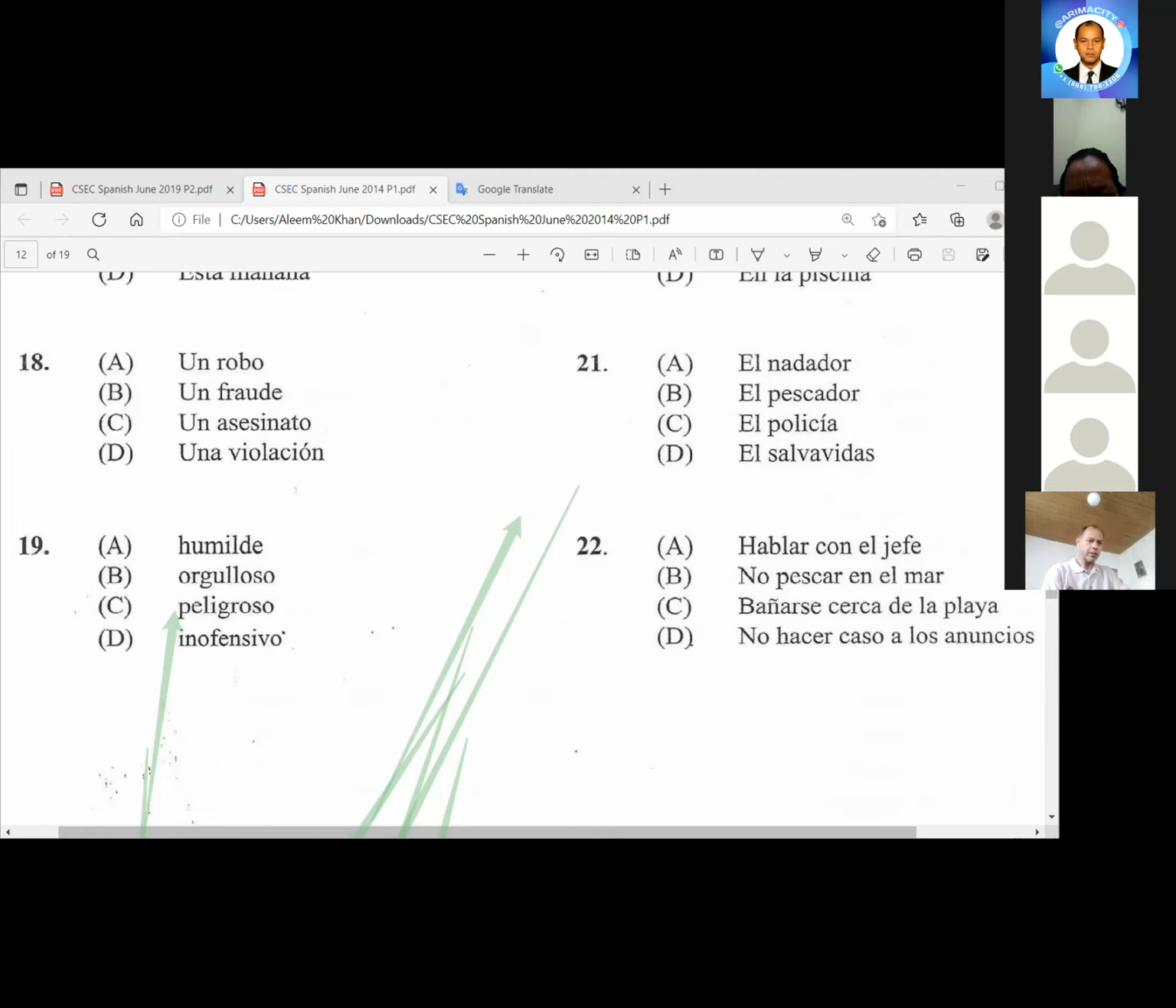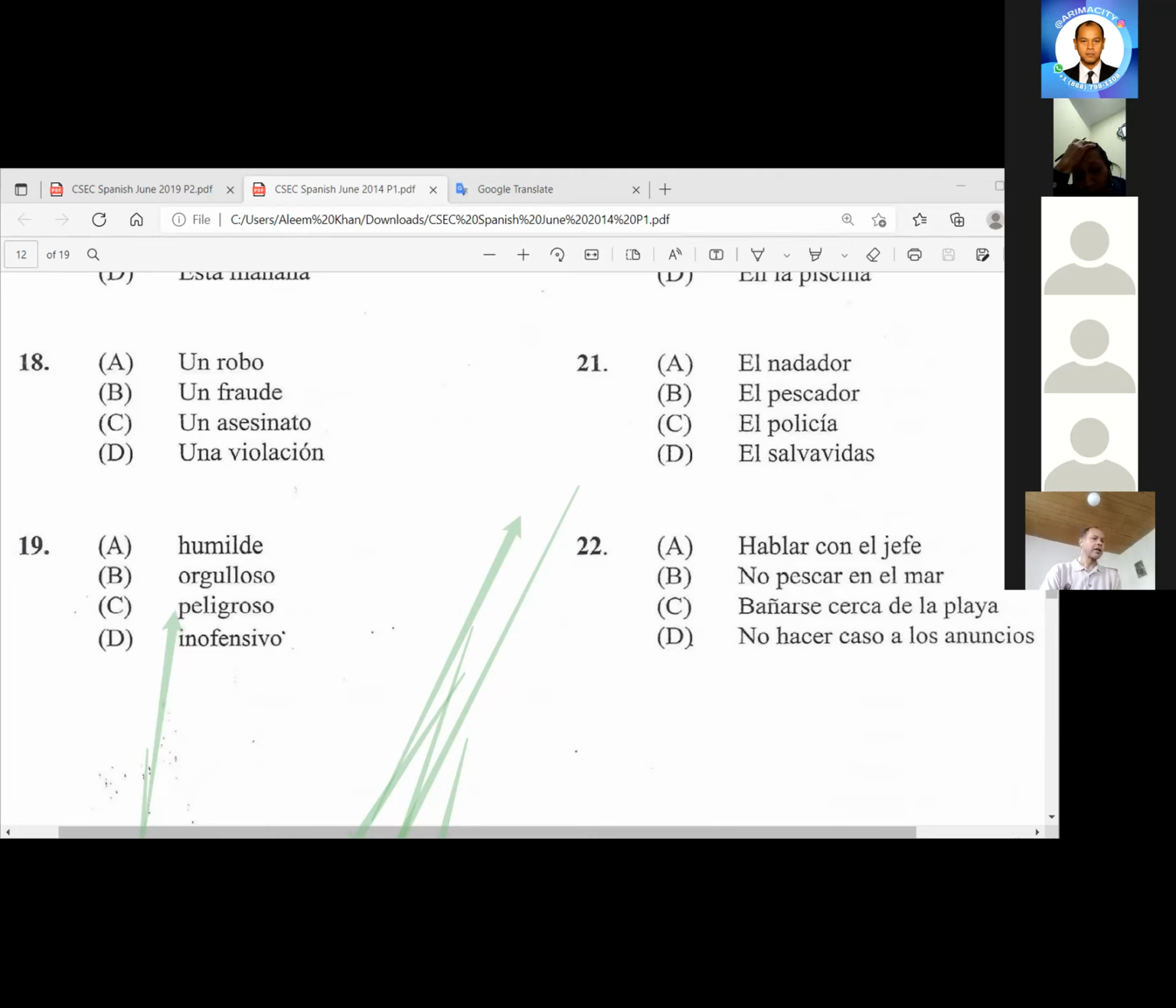¿Quién le dijo a la chica que no nade en las honduras del mar? Okay, Kelsey, you ready? Yes, I'm here. Okay. So you'll hear the sentence twice and then the question. And then you choose one of the answers, right? El nadador, el pescador, el policía, o el salvavidas.